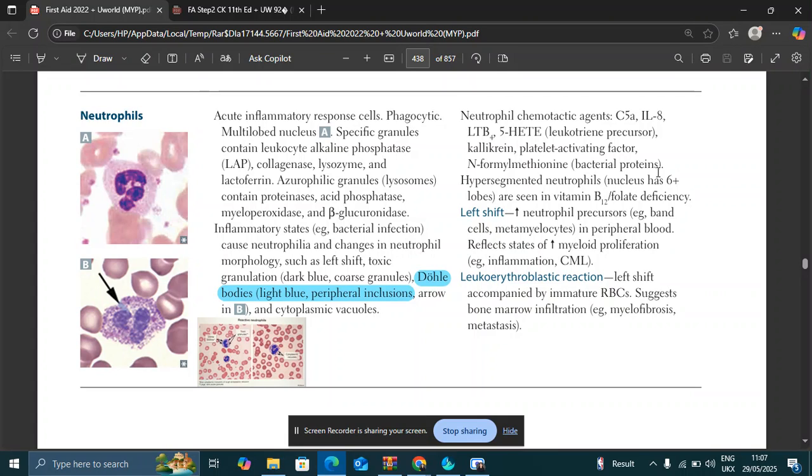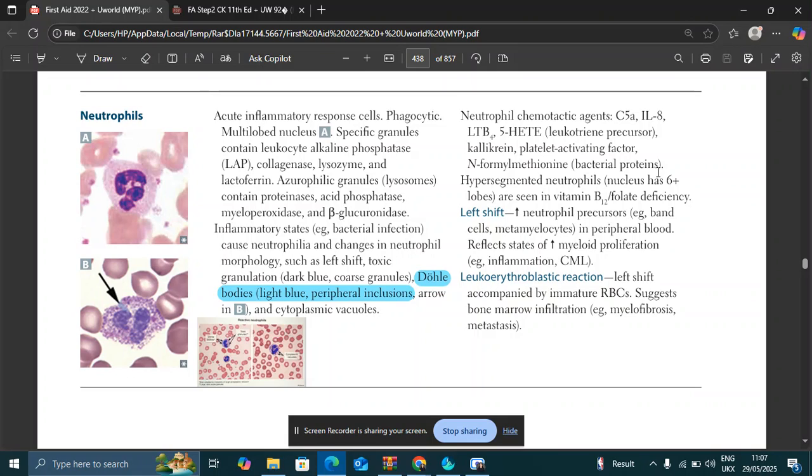Okay. Now, what is the definition of neutropenia? When the absolute neutrophil count is less than 150 cells per millimeter cube. I'm repeating it. When the absolute neutrophil count is less than 150 cells per millimeter cube, we call it neutropenia. This is the definition of neutropenia. And how do we calculate absolute neutrophil count?